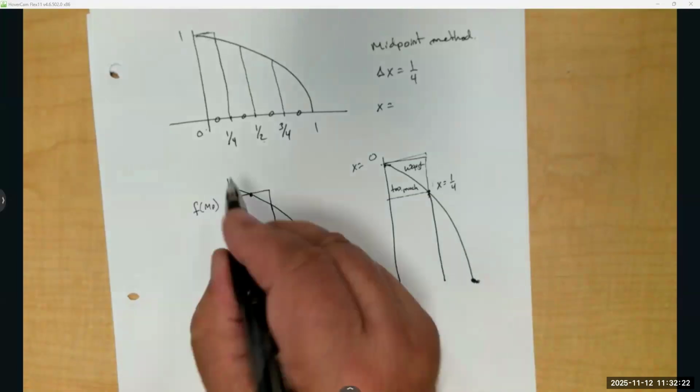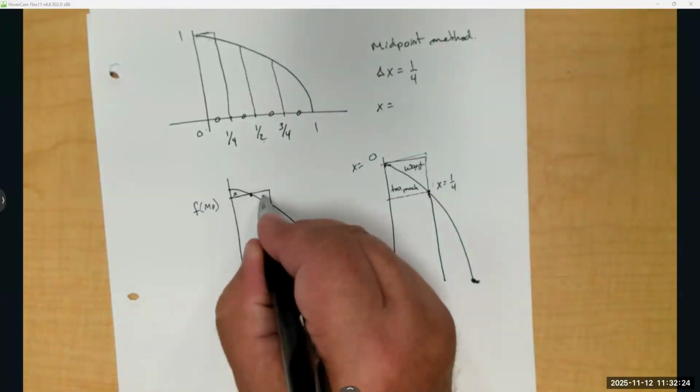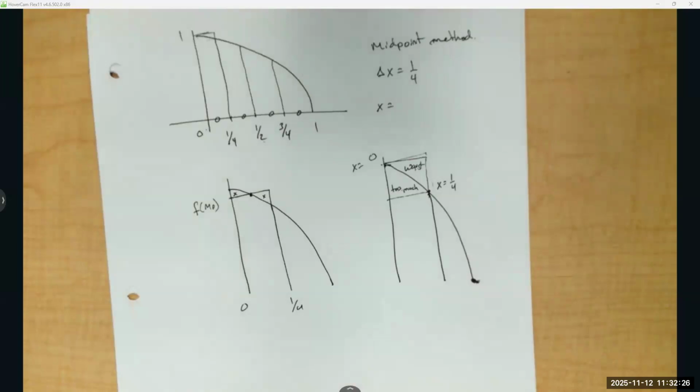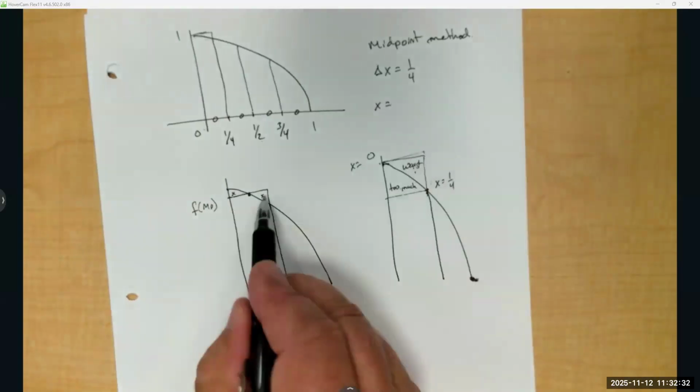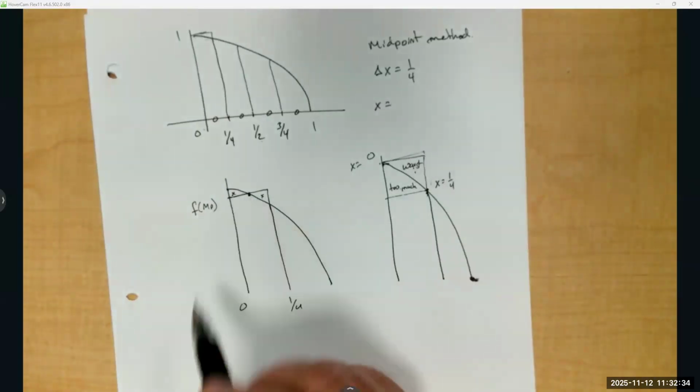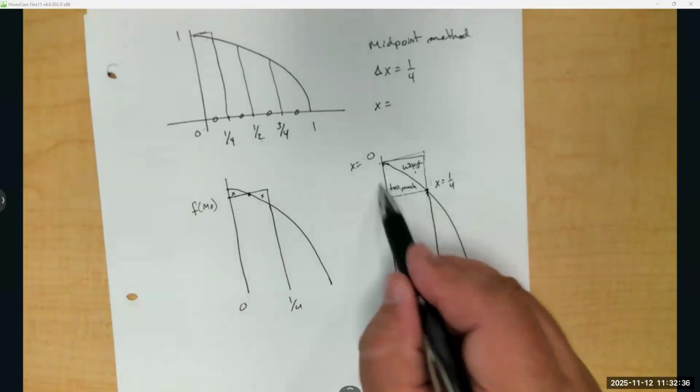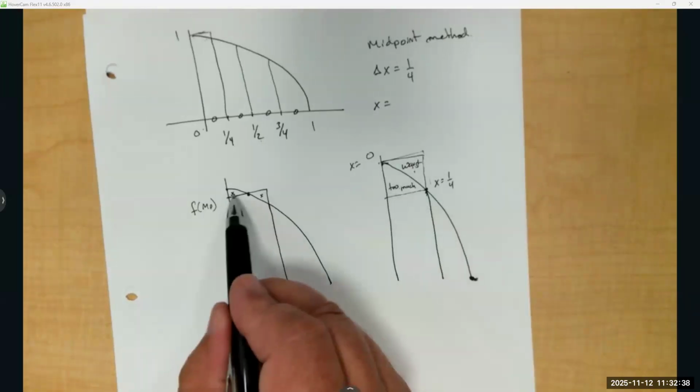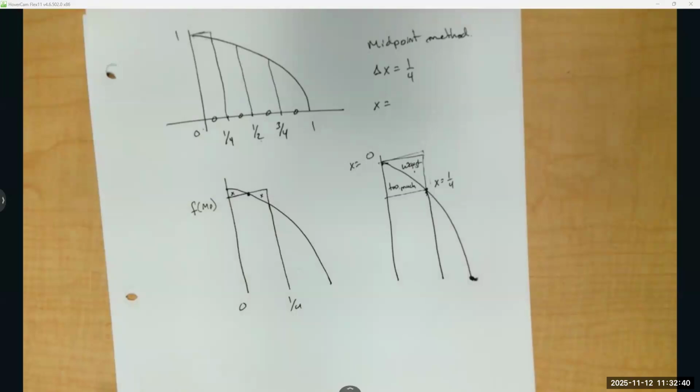But if we do it this way, this area and this area start canceling each other out. So the area here is much bigger than these two put together. This underestimate here, again, is a lot larger than this one. So the midpoint method is the preferred method.